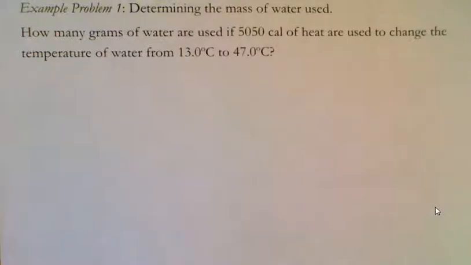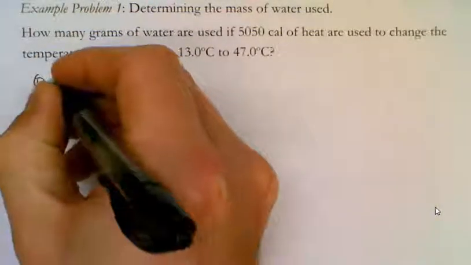This is the first of 3 example problems where we're going to try to determine the mass of water used in a calorimetry type setup. Like all of these calorimetry problems, we're going to want to stay organized, and that means we're going to read the problem, find our variables, and ID them, and then record them. So, ID our variables.